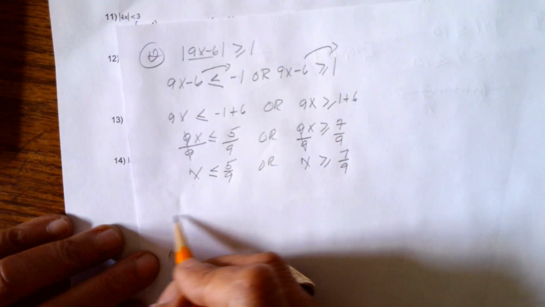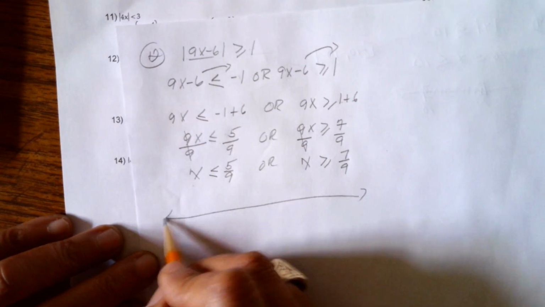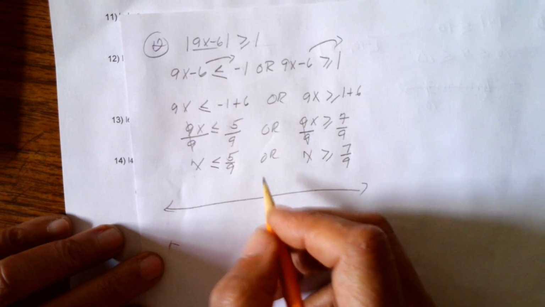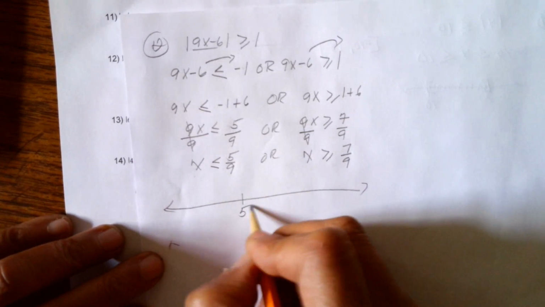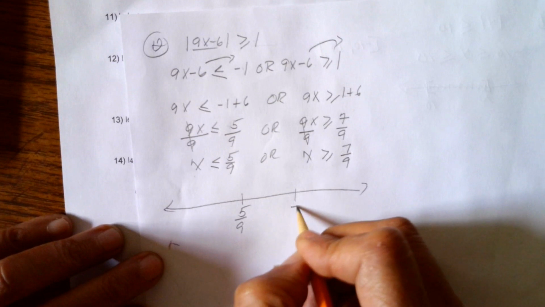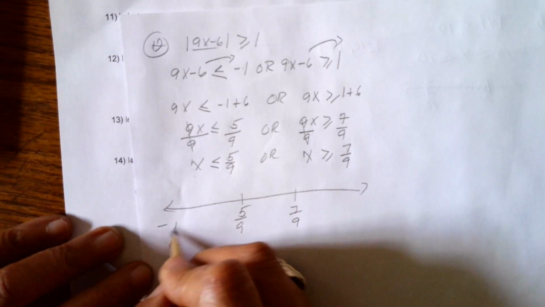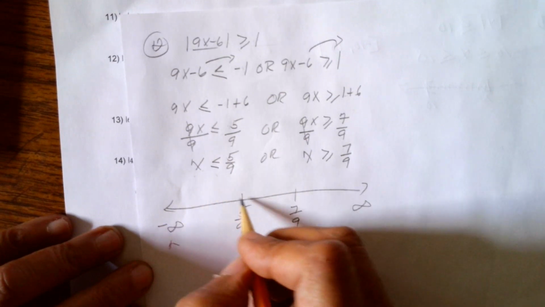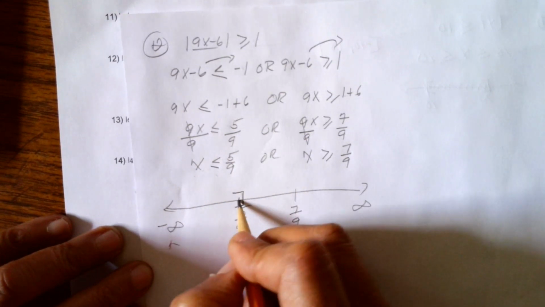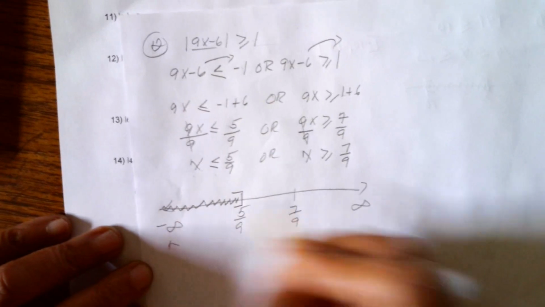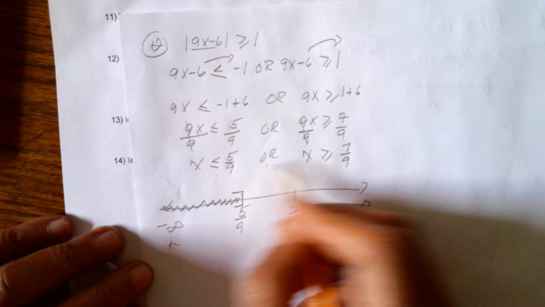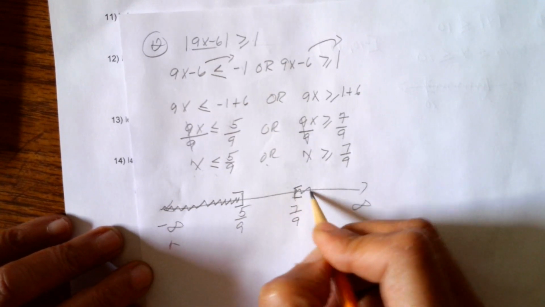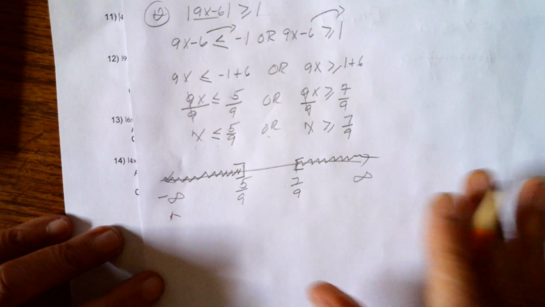Alright, so on the number line, I could draw, I guess, drawing number lines is my forte. We call this 5/9, and we call this one 7/9. This is negative infinity, and this is positive. X values are less than or equal to 5/9. So I've got all these values that are less than 5/9, or x values that are greater than 7/9. So a bracket here, and everything that goes out to infinity.